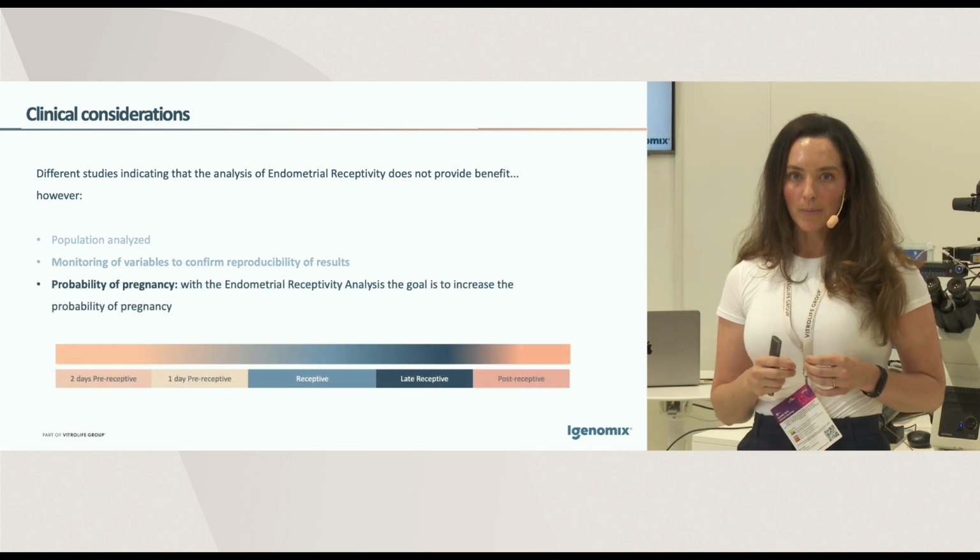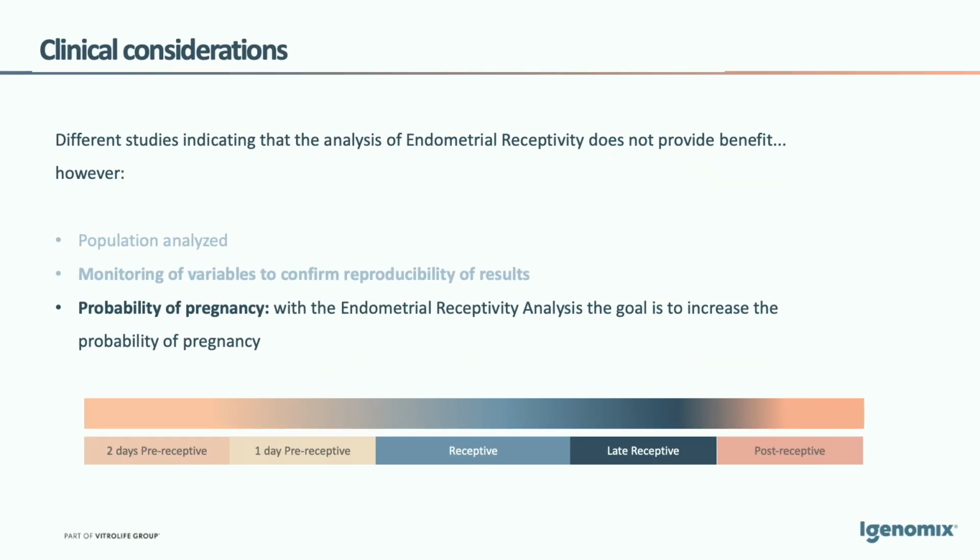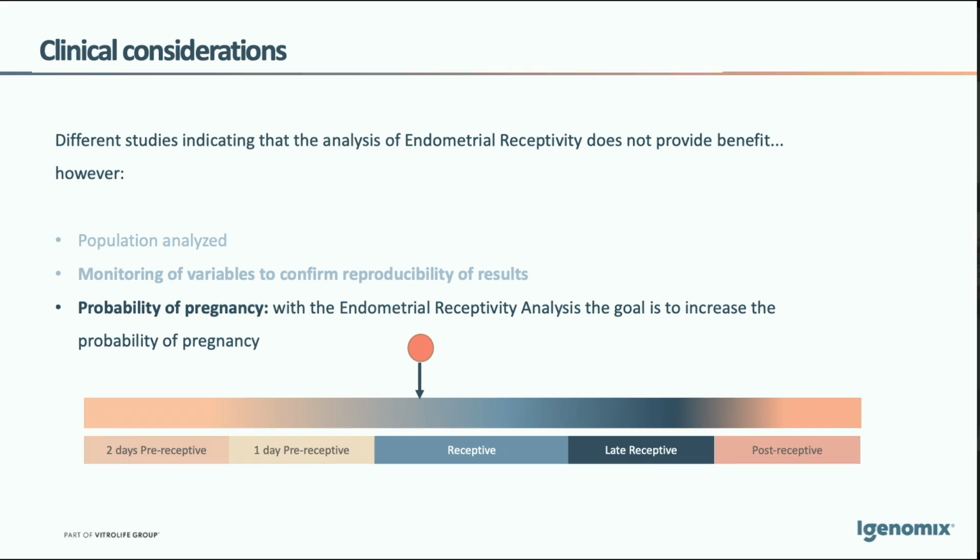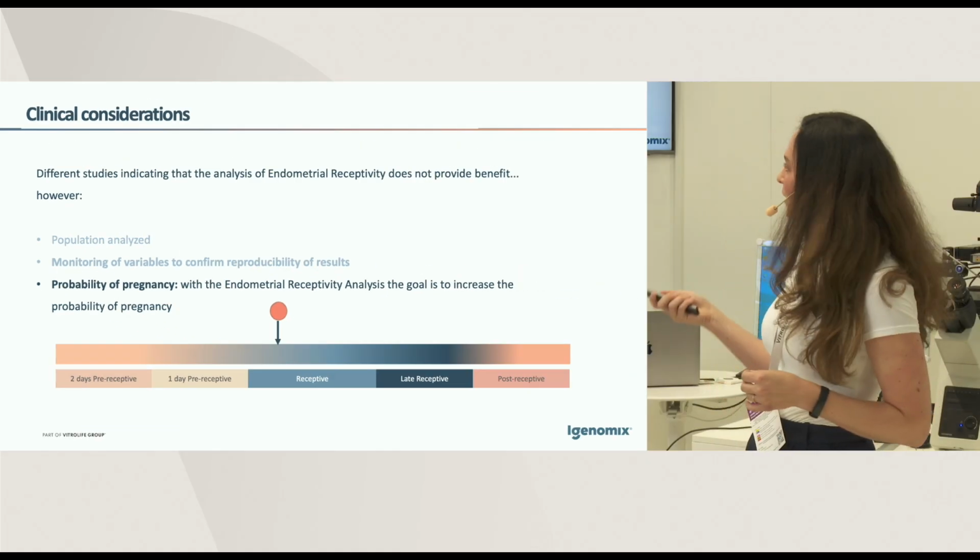And then the last point I want to make here is relating to probability of pregnancy. The endometrial receptivity analysis, the goal here is to increase the probability of pregnancy. So if I show you an example here, let's say a patient's transcriptomic profile falls right within the middle of the pre-receptive 1-day phase. If she is given 24 hours more progesterone, then she will ensure transfer at time of optimal endometrial receptivity.